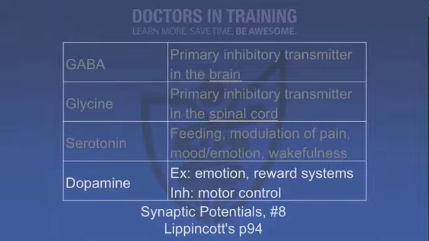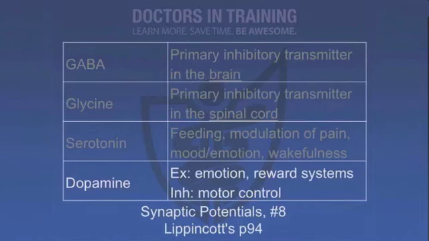Dopamine is involved with emotion. It's involved with reward systems. So one of the reasons that cocaine is so addictive is it increases dopamine, and so it strongly acts on that reward system. So you feel good when you use cocaine. Excess dopamine is associated with psychosis. Dopamine is also involved with motor control, and so decreased dopamine, as we'll see shortly, causes Parkinson's disease.